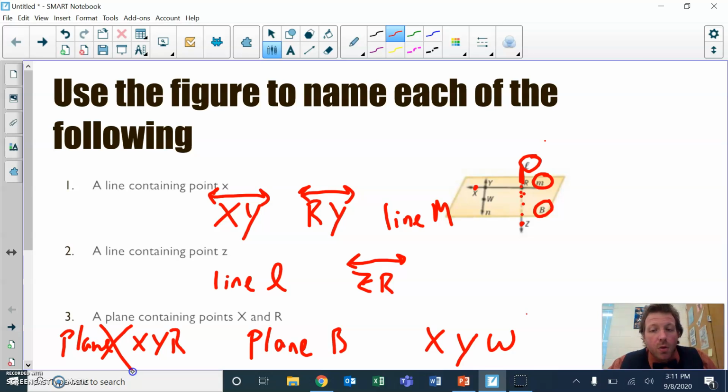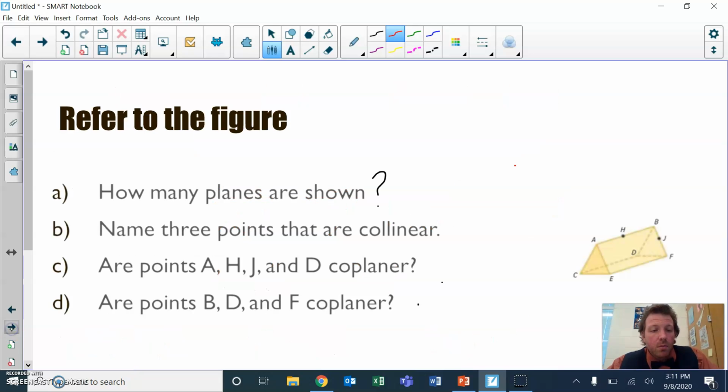All right, so that's how you name some stuff using figures. Let's continue. What we want to do is we want to look at this figure, and this is what we call a triangular prism. This prism has depth because it has the dotted lines. We want to know how many planes there are. And so to count the planes, you have to use the different shapes that are there. So we know we have 2 triangles, right, because they go around the figure.